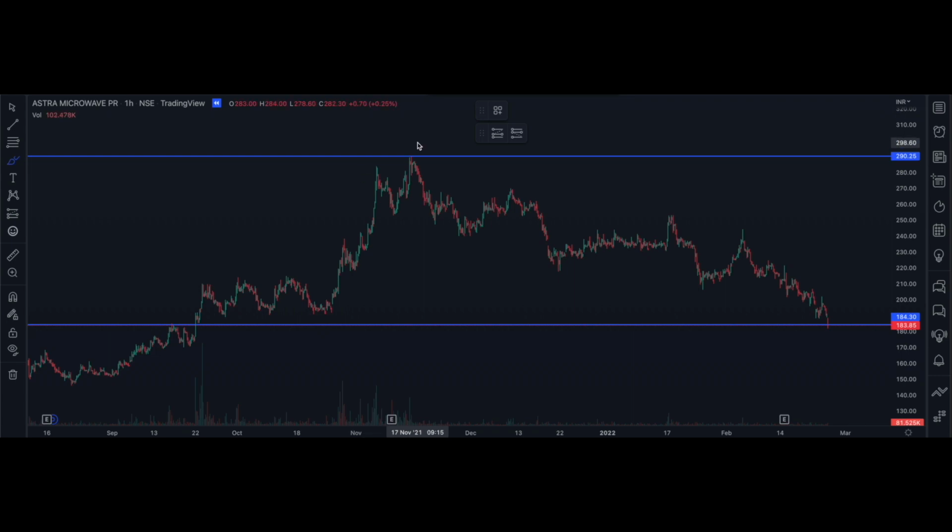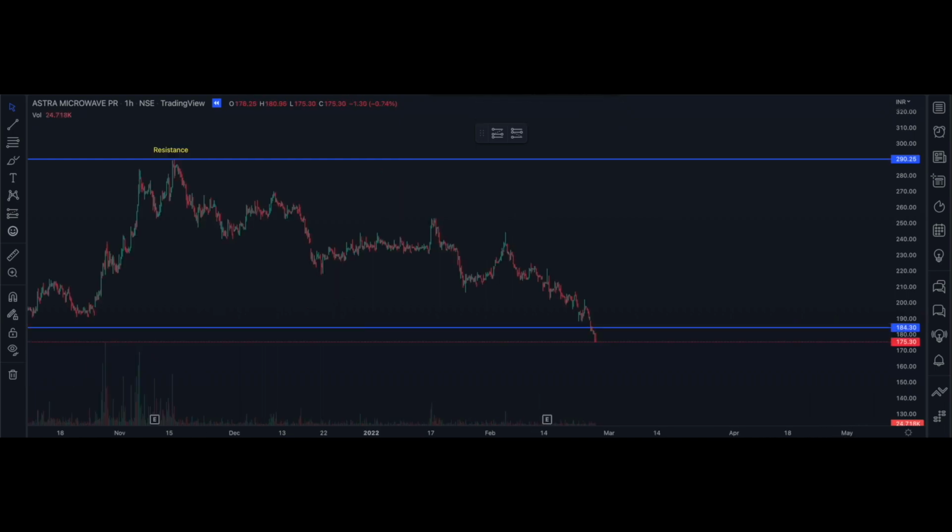Now I will consider this level as the resistance level, because this is where the big players started selling the stock and the stock price went down. So this is our resistance level. Now after this big rally, the stock price has again come down to 180 rupees. Now let us see what kind of response the market is giving again at 180 rupees. The stock is testing this level.